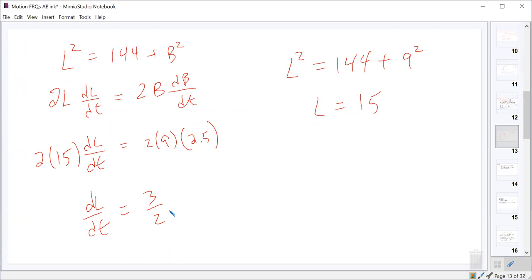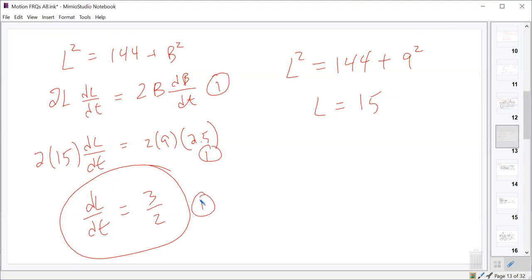Yes, no, maybe. If you didn't get 3 halves, you did the problem wrong. The 3 halves was doing it right. That one, I believe, was 3 points. 1 point for correctly taking the derivative, doing implicit differentiation with respect to t. They gave you 1 point for recognizing that db/dt was the velocity at 2, so plugging in 2.5. And then they gave you 1 point for the final answer.